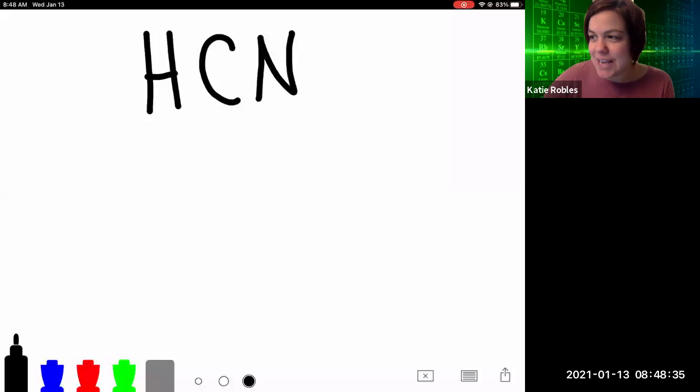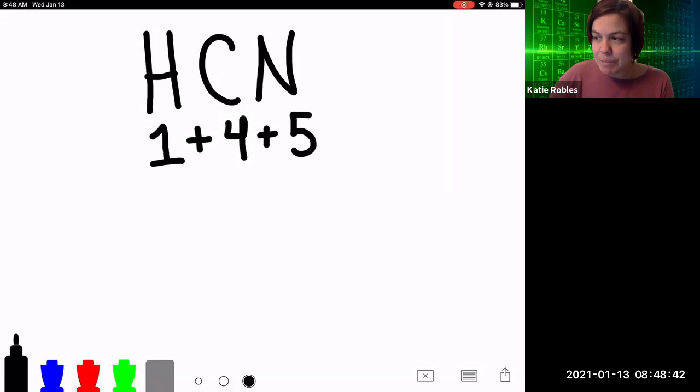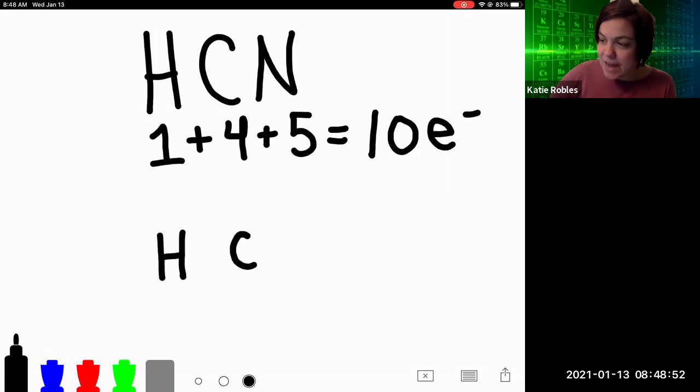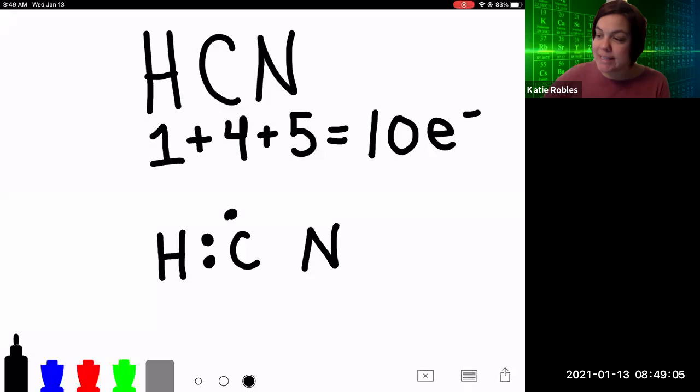So here's HCN. I get 1 valence electron from the H, plus 4 from the C, plus 5 from the N, which gives me a total of 10 valence electrons. I like to satisfy the octet first. N goes on the right and C goes in the middle because it's less electronegative. Hydrogen never has 8. Hydrogen only ever has 2. So its octet is satisfied. 1, 2, 3, 4, 5, 6, 7, 8, 9, 10.